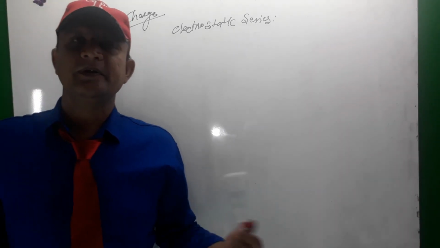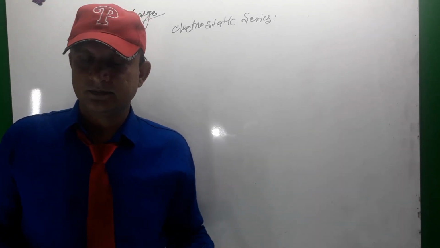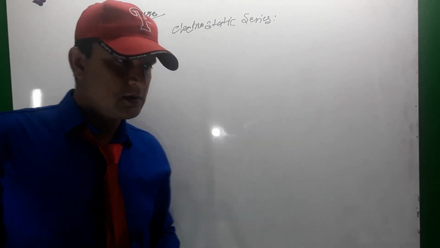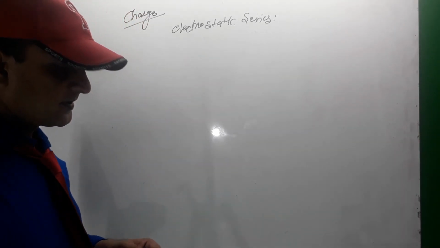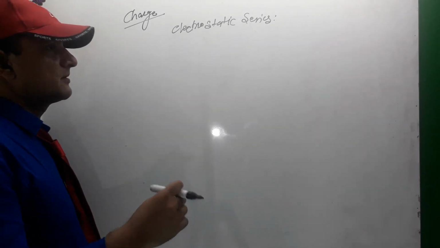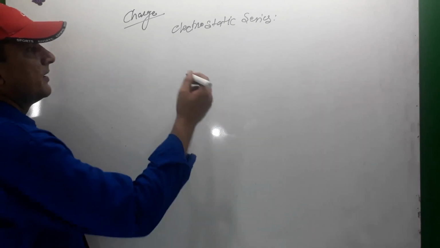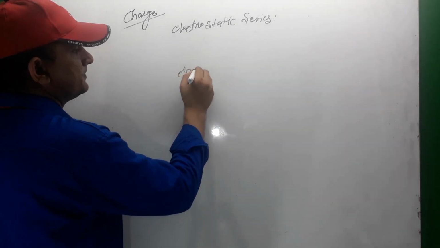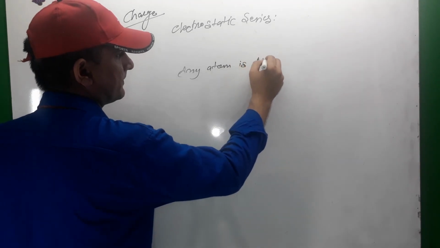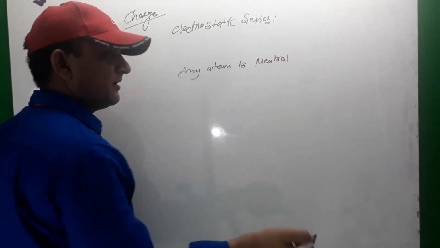Now the properties of electrostatic charge. From where is charge created? First we discuss about it. Charge कहाँ से आया? Let's take any atom. It is neutral. What is the meaning of neutral?